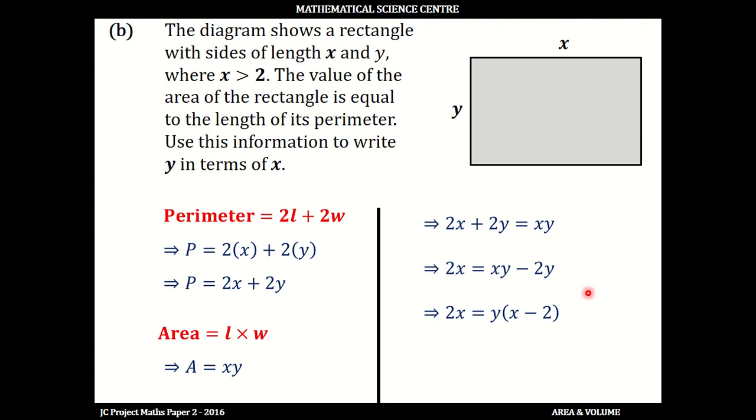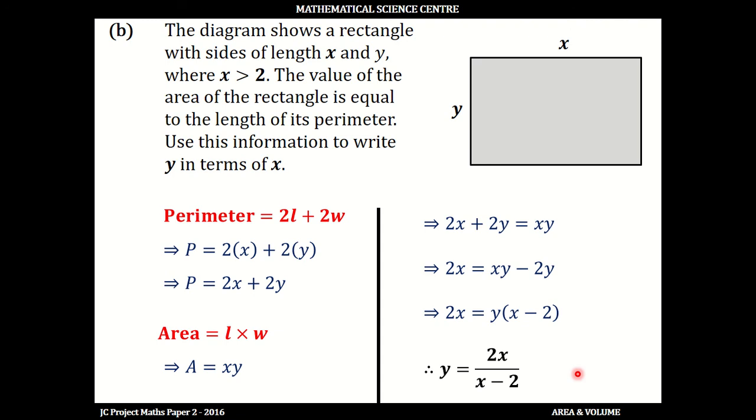Now, if we want to get y on its own, what's that x minus 2 doing to the y on the right? Having to bring it over the other side? If it's multiplying on one side, it divides on the other side. So we're going to have 2x all over x minus 2. See the way it's multiplying? So if this is multiplying, you bring it over and you do the opposite, so it divides. So y on its own is going to be 2x all over x minus 2. Okay, that was very tricky, that question.